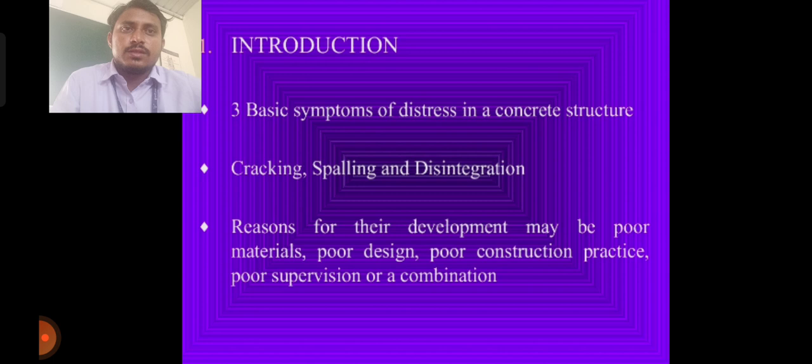Now, what is the reason for these types of damages? There are a lot of reasons: poor materials, poor construction, design problems, and overload or excess load applied on a structure. When designing and constructing, the future load is also estimated. But if it exceeds that future load, it will create damages in the concrete structures.